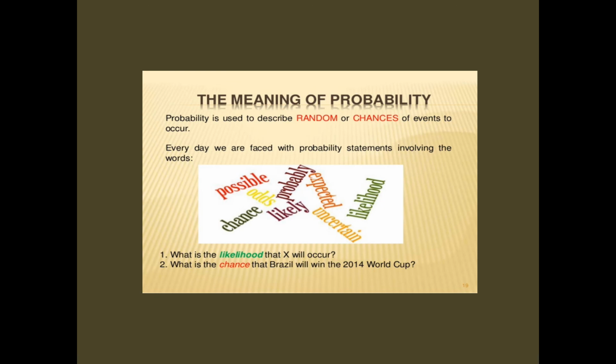Now let us learn about probability. Probability is used to describe the chances of events to occur. Every day we face probability statements involving words like possible, odds, chances, likely, likelihood, etc. in the form of questions like what is the likelihood that X will occur, or what is the chance that Brazil will win the 2022 World Cup.